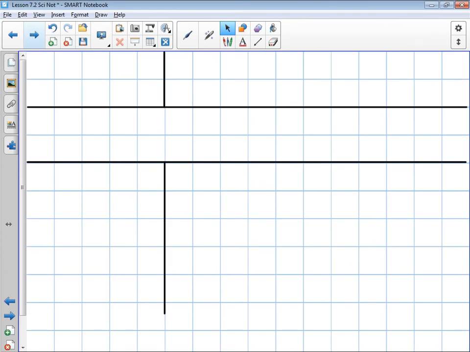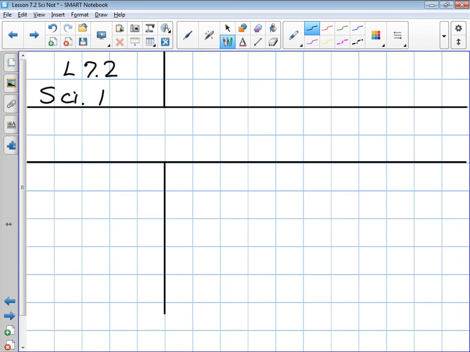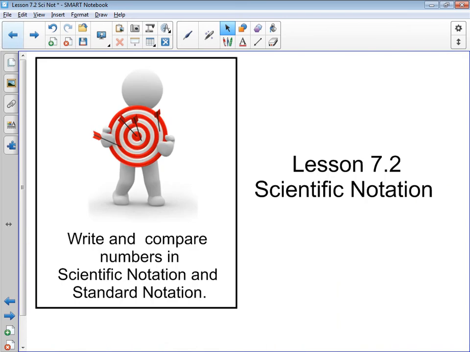As usual, you can set your paper up for Cornell notes. This is lesson 7.2. A good way to abbreviate scientific notation is just sci not, and that's a pretty standard way to abbreviate. Write in the essential question based on this learning target, hit pause, and then resume when you're ready to go.